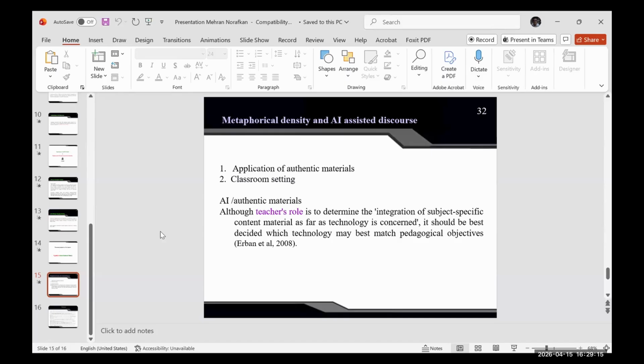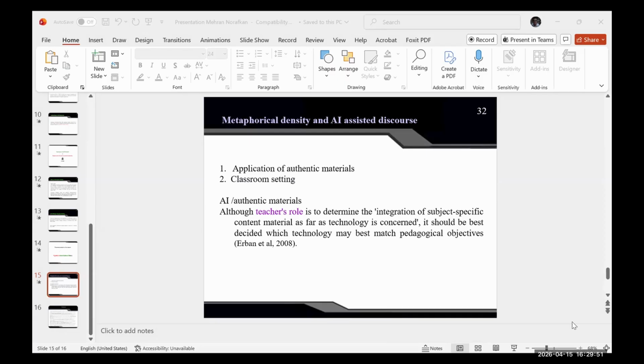density of both discourses, the density of metaphorical expressions in student written discourse showed that those who have exposed themselves to AI and then received support through authentic sources had a higher metaphorical density. Of course, I have not completed the study yet.